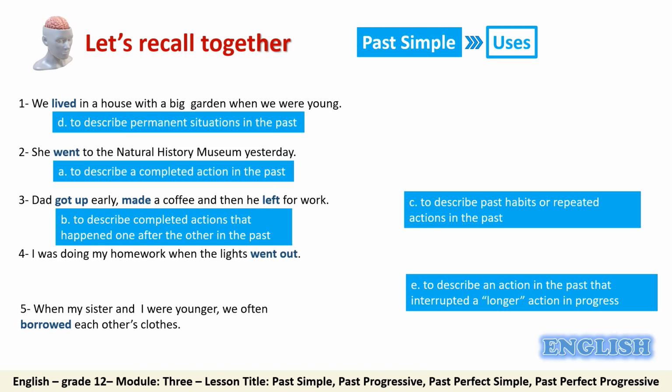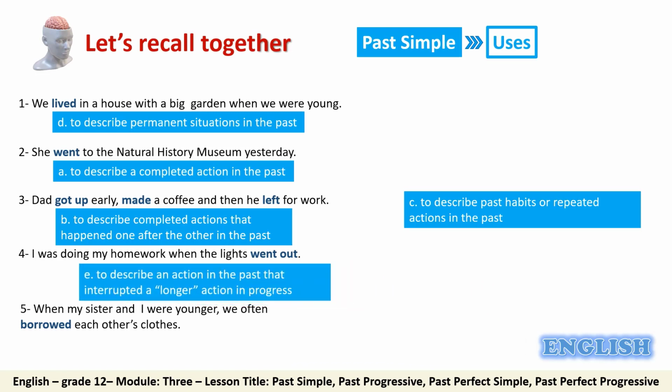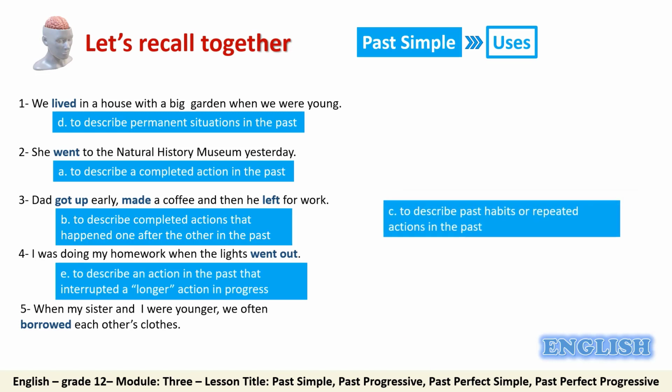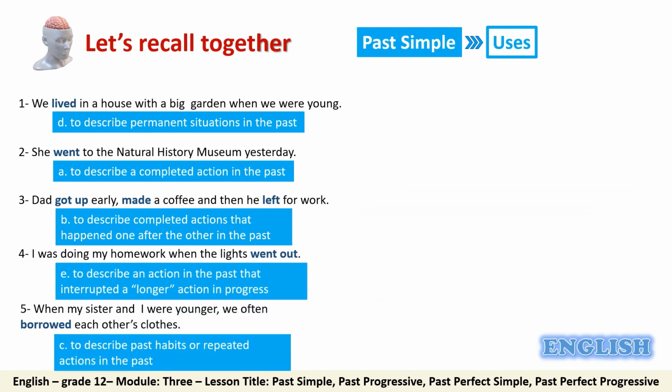The past simple here indicates what? Excellent. That an action in the past interrupted or stopped a longer action which was going on. And the last sentence, of course, the past simple in this sentence described past habits or repeated actions in the past.